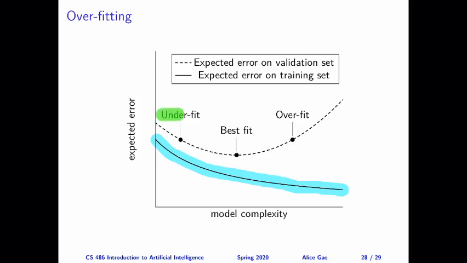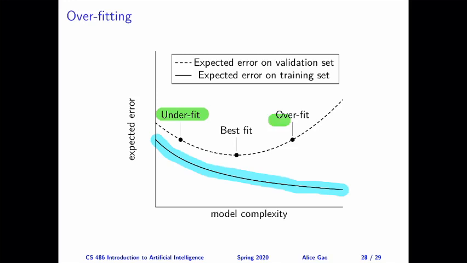If our model is too simple, we run into a problem of underfitting. Underfitting means the model just does not have enough degrees of freedom to capture all the useful characteristics in both the training set and the validation set. So it doesn't fit the training data well. It also does not fit the validation set well and has large error.